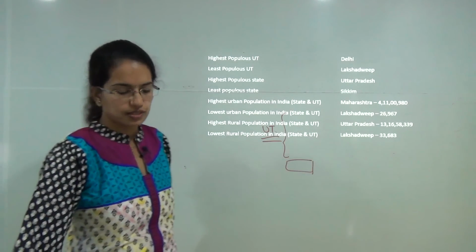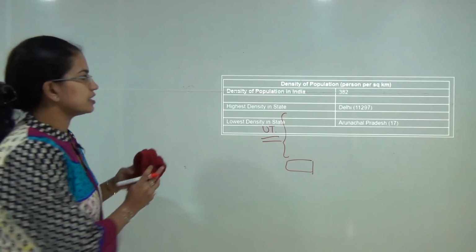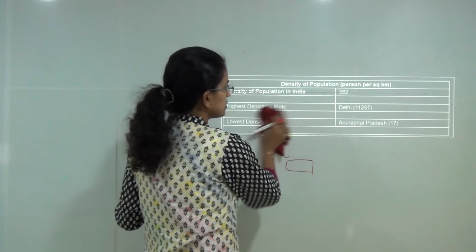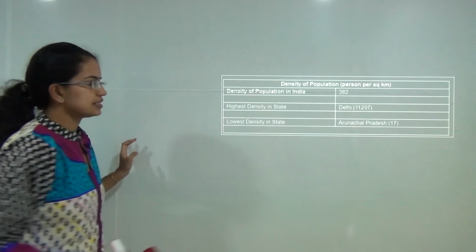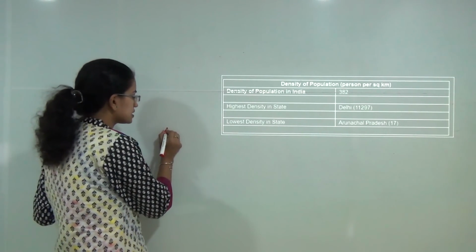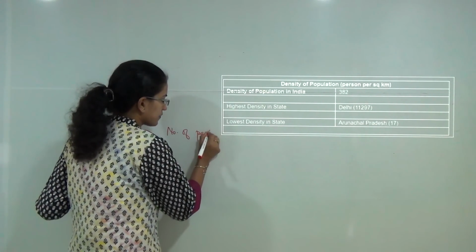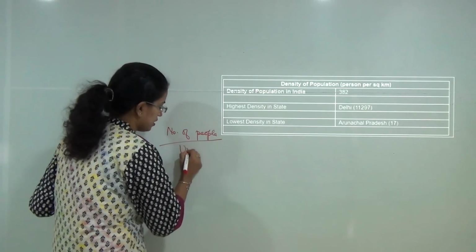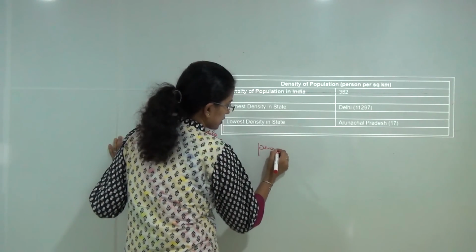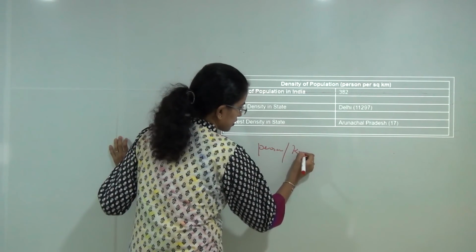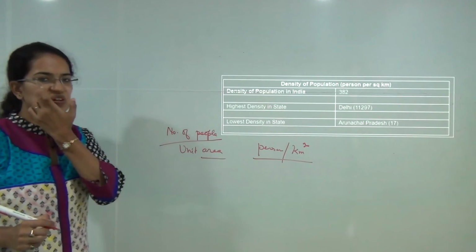Now the density of population, as you can see here, the density of population on an average is 382. Now what is density? Density, when we say, it's the number of people thriving per unit area. So I can say persons per square kilometer. Since square kilometer is a standard unit in India, we say persons per square kilometer.